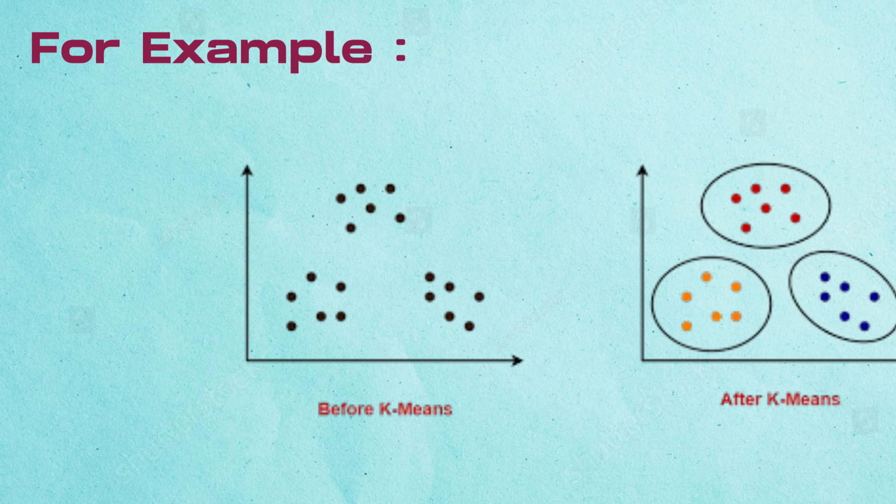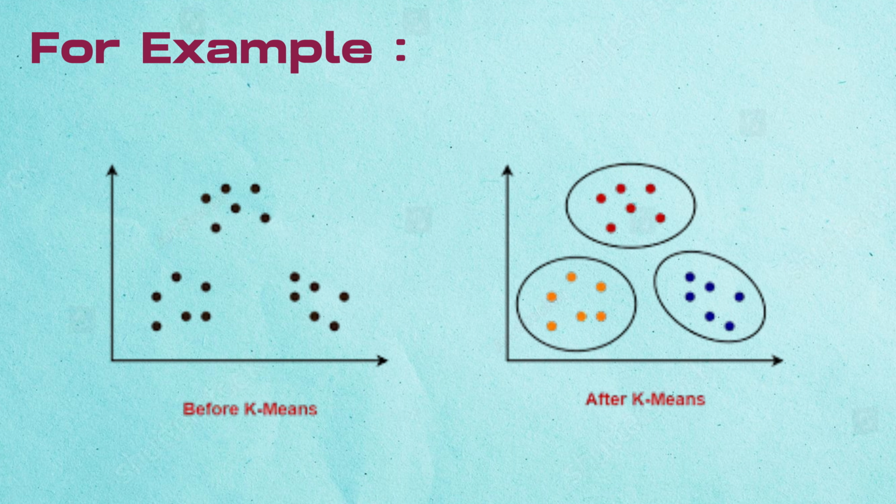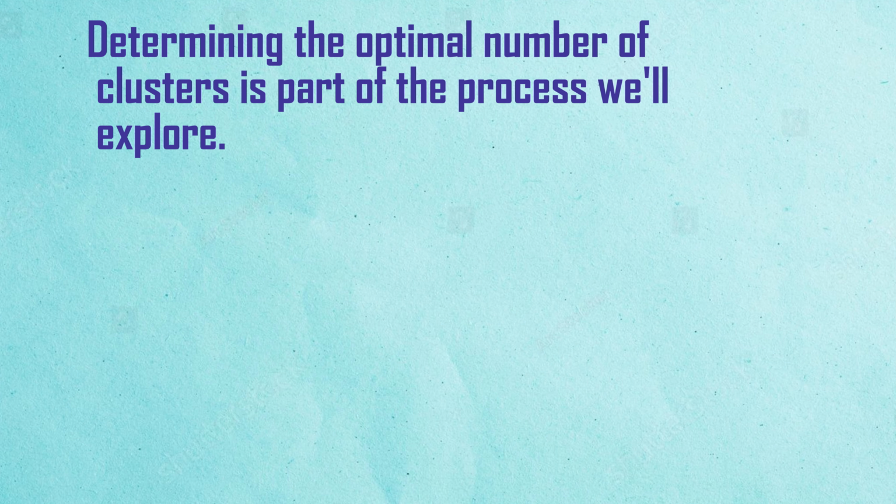For example, if k is equal to 2, the data will be grouped into 2 clusters. If k is equal to 3, 3 clusters, and so on. Determining the optimal number of clusters is part of the process we will explore.